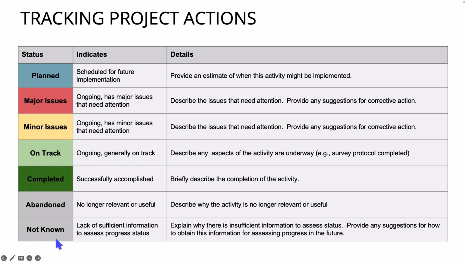If you selected Not Known as the status, this indicates lack of sufficient information to assess progress status. In this case, in the details field, you'd want to explain why there's insufficient information to assess status, and then provide any suggestions for how to obtain this information for assessing progress in the future.